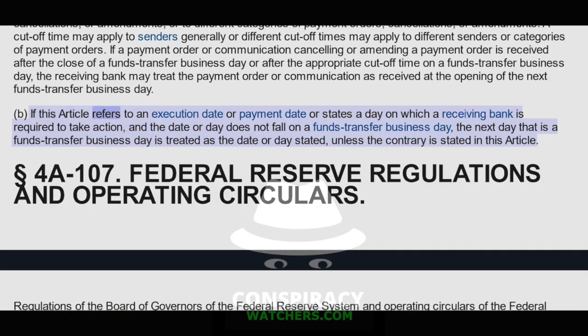If this article refers to an execution date or payment date or states a day on which a receiving bank is required to take action, and the date or day does not fall on a funds transfer business day, the next day that is a funds transfer business day is treated as the date or day stated, unless the contrary is stated in this article.